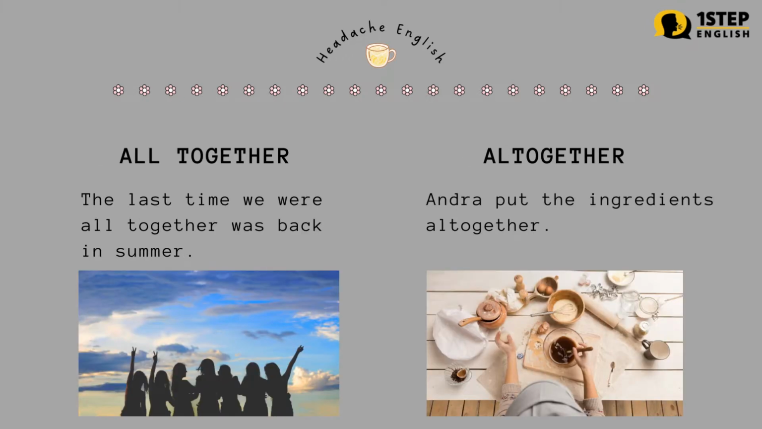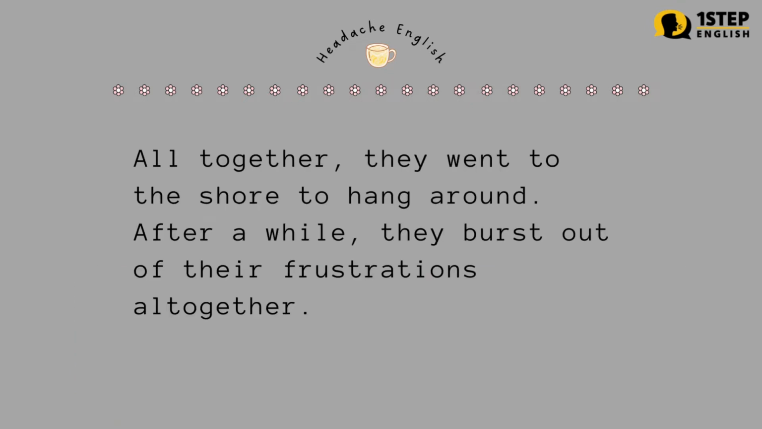Examples. All together: The last time we were all together was back in summer. All together: Andre put the ingredients all together. Let us use the words together. All together, they went to the shore to hang around. After a while, they burst out of their frustrations altogether.